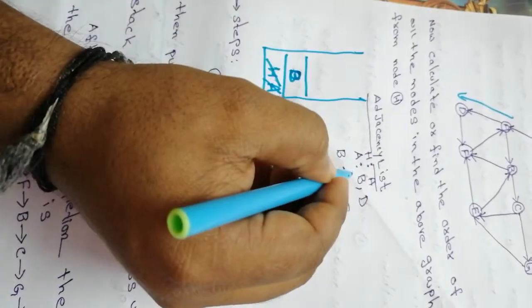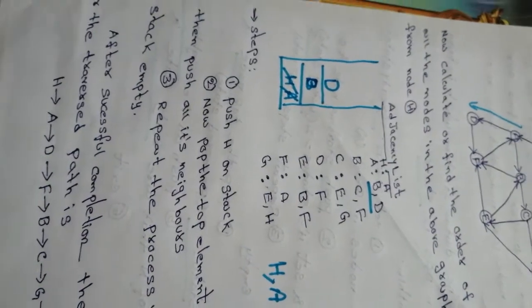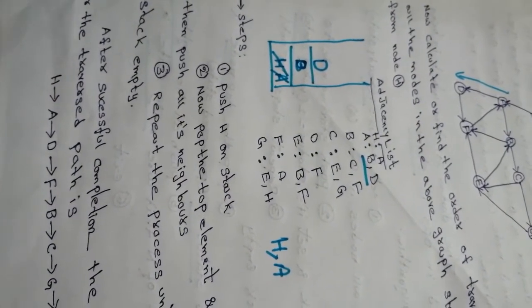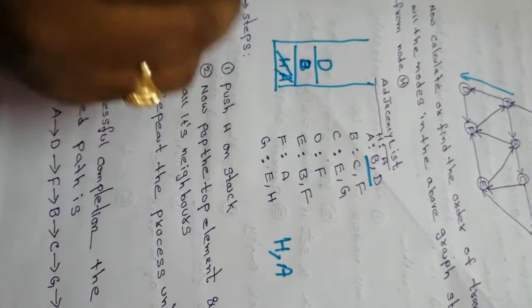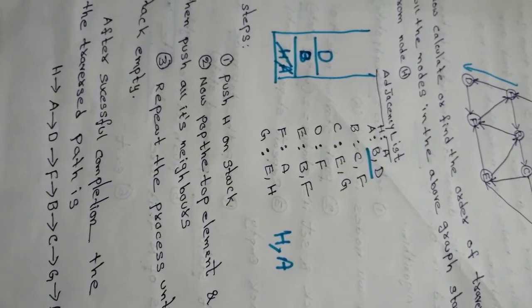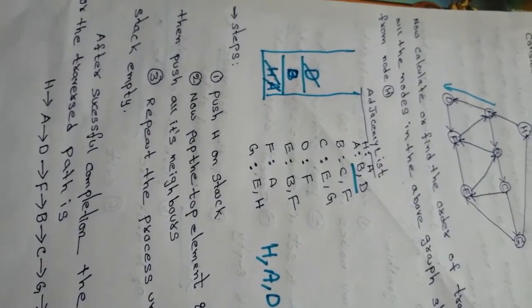What are the adjacent nodes of A? B and D are adjacent nodes. So taking B and D, pushing D into the stack. Now pushing B, pushing D into the stack. After pushing into the stack, they become processed state. Now pop from the stack. Pop means popping the top element. D is popped. After popping D, what are the neighbors of D?